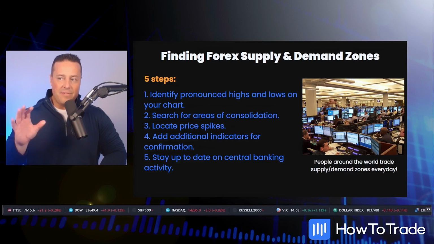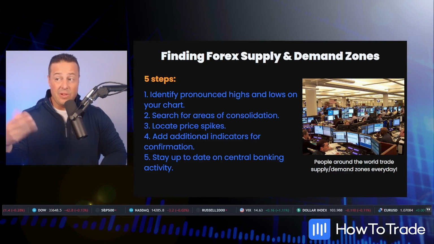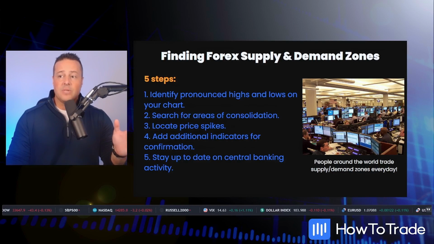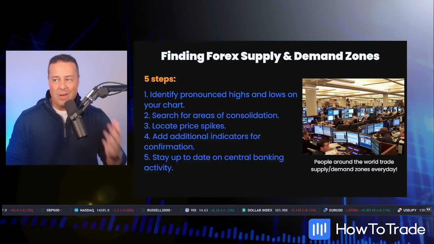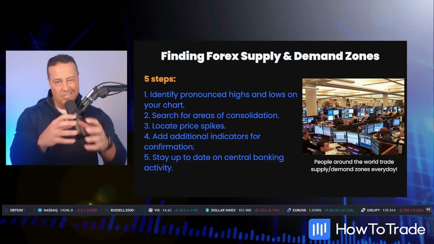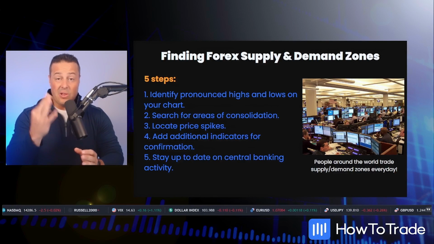But if you follow these 5 steps, you can find a forex supply and demand zone and really boost your efficacy in the market right away. So let's take a look at your 5 steps. Number 1, you identify pronounced highs and lows on your chart. Number 2, you're going to search for areas of consolidation in the vicinity of those highs and lows. Number 3, you're going to locate price spikes.